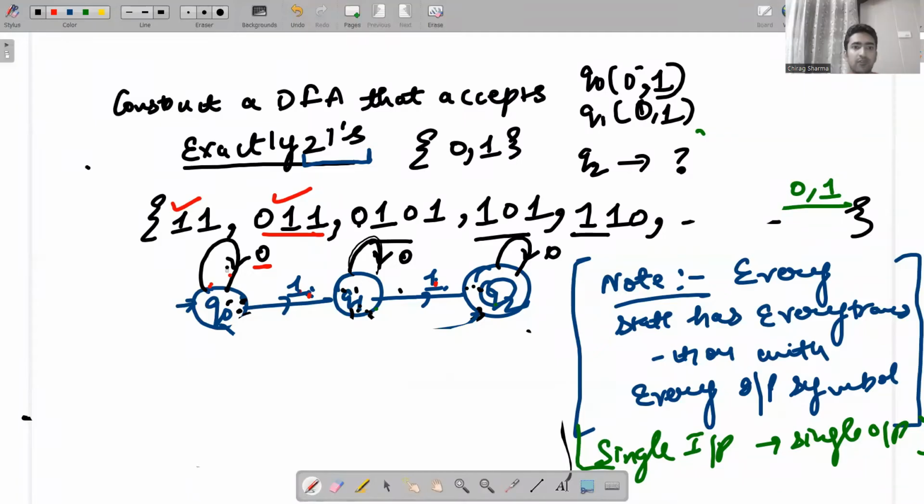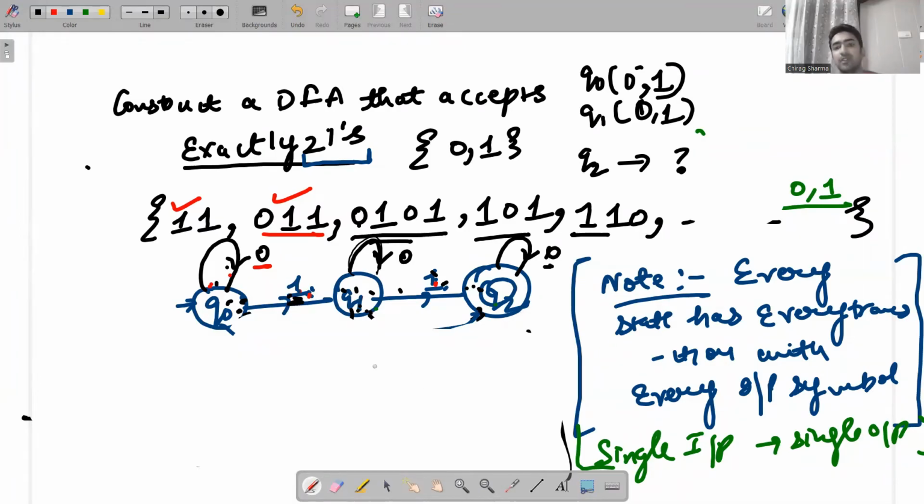How? 0, 1, 0, 1, guys, just check. Q0 goes to itself with 0, and then Q0 to Q1 with 1, then Q1 goes to itself with 0, and Q1 with 1 goes to Q2. It is possible. 1, 0, 1 is possible: 1 from this side, 0 from this side, and 1 from this side. 1, 1, 0 is also possible: 1 from this side, 1 from this side, and 0 from this side. Possible. So eventually, this is a right answer.